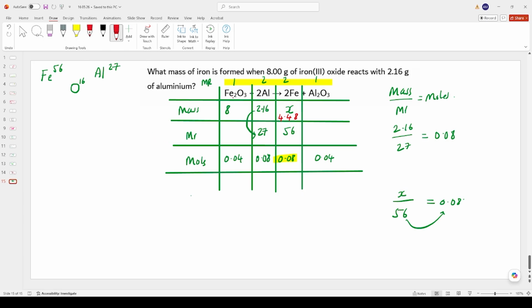Now I'm going to check if these values match up. So we've got Fe2, that's 56 times 2, so 112. And then oxygen, O3, 48. So that's 160. Then we'll know what's going on. So mass divided by Mr, 8 divided by 160 is 0.05.